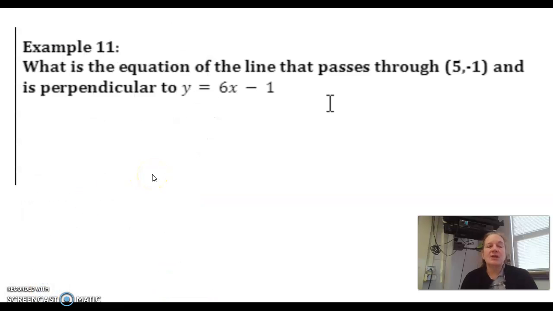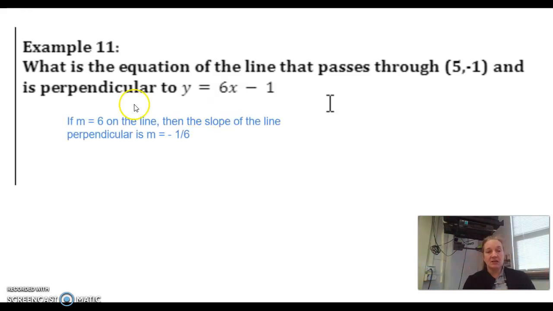Okay. So now looking at the next example, what's the equation of a line that passes through 5, negative 1, and is perpendicular to y equals 6x minus 1? This is exactly like what you did with parallel slopes, right? Or parallel equations. The first thing you're going to do is figure out what your slope is. Well, m equals 6 on this one, so for my perpendicular slope, I take 6 over 1. I flip it, so I get 1 over 6, and then I make it negative. So the slope of a perpendicular line is going to be negative 1 over 6.